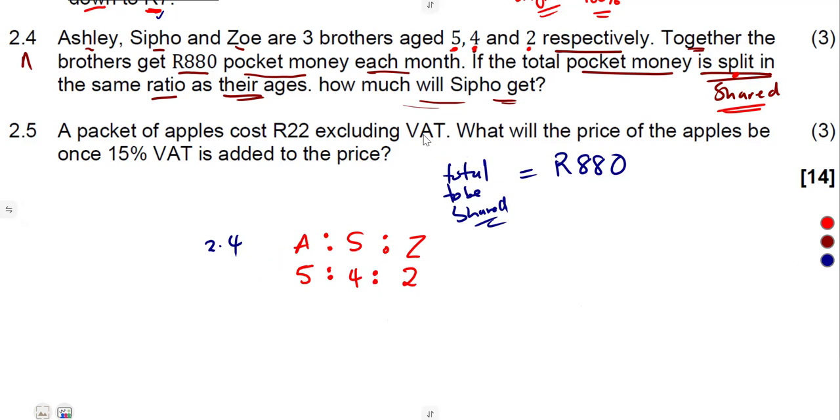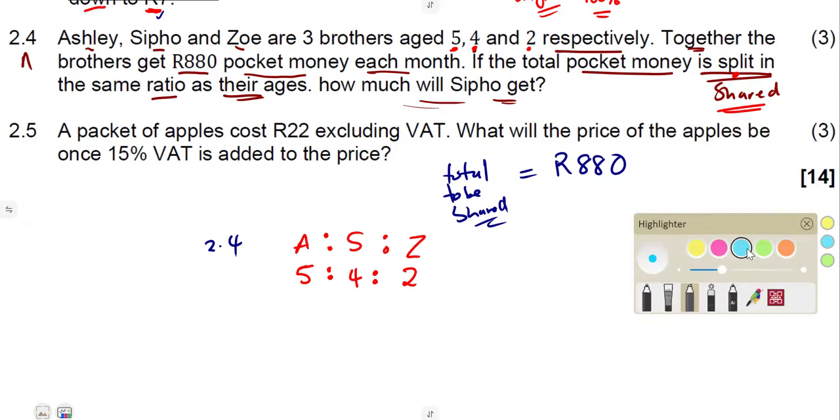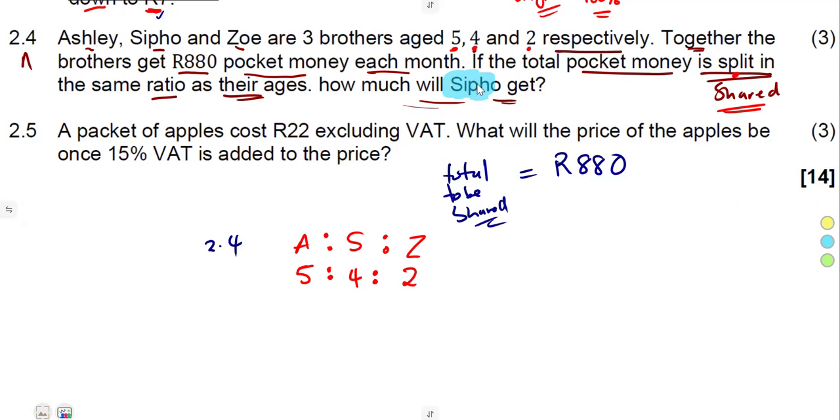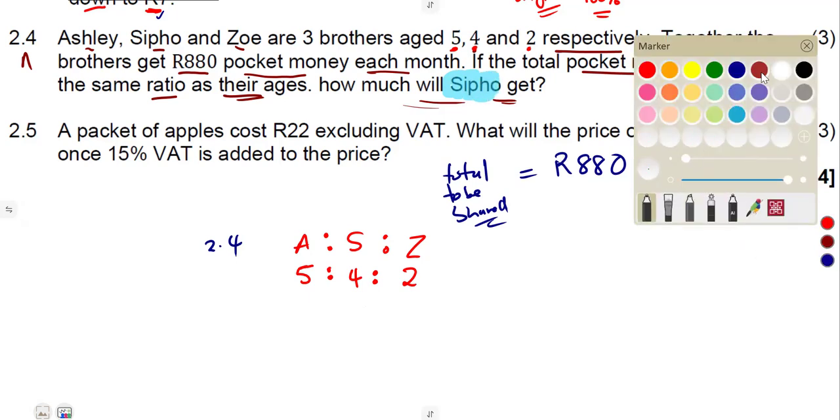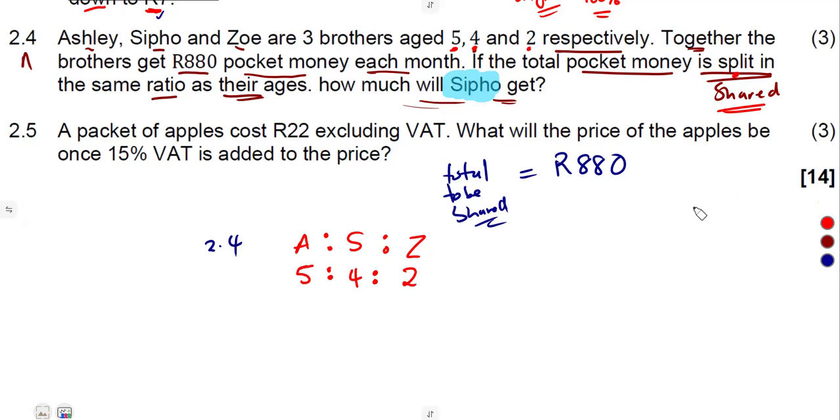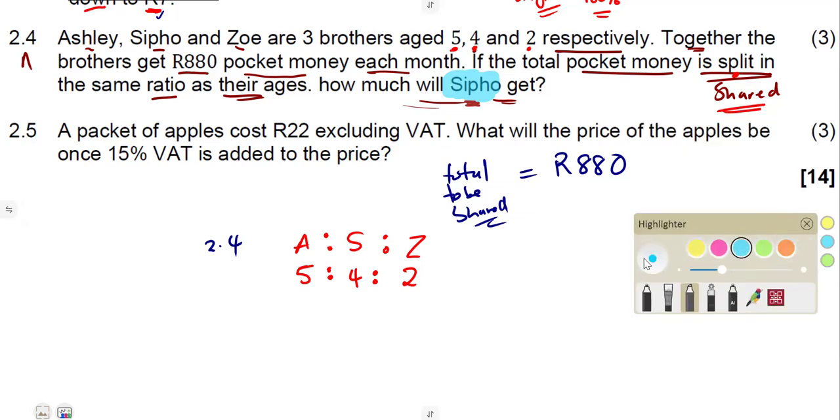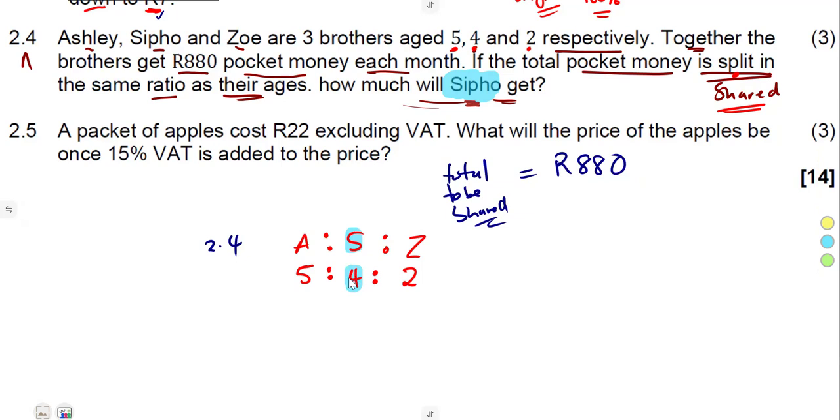So the question here is, how much will Sipho get? They are not asking about everyone. Don't calculate the share of each. Remember, we talked about ratios when we were splitting, then you calculate each. No, here answer the question. It's for Sipho only. According to the ratio, Sipho is 4.